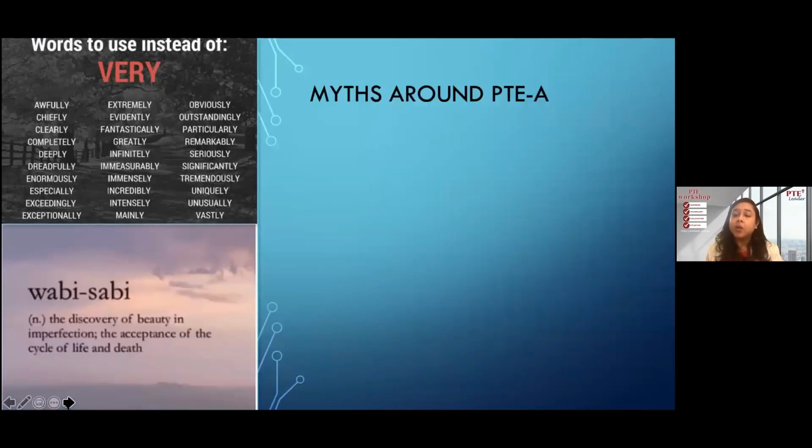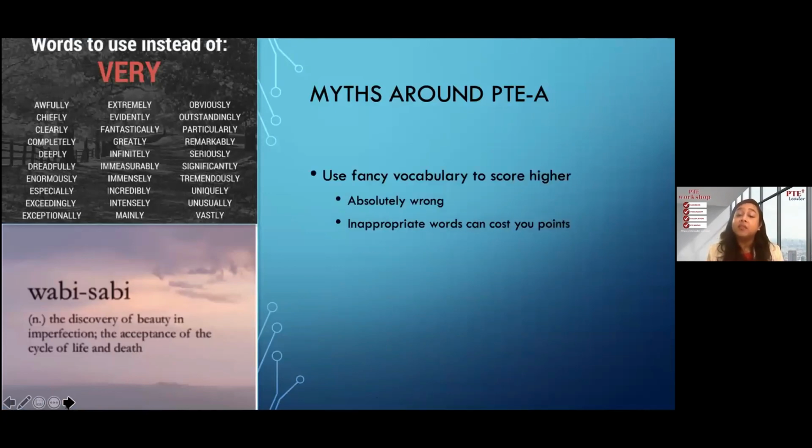The second myth about PTE, especially for essay writing, is that using fancy vocabulary will score you higher. Some people will say that if you use higher-level English words, or words that are very hard and that we don't use in our everyday life, you will score higher. This is absolutely wrong, because just because a word is advanced level doesn't mean it will fetch you a higher score. If it's inappropriate in the context for the topic, you will not get any score. The computer is never going to give you a higher score for that.